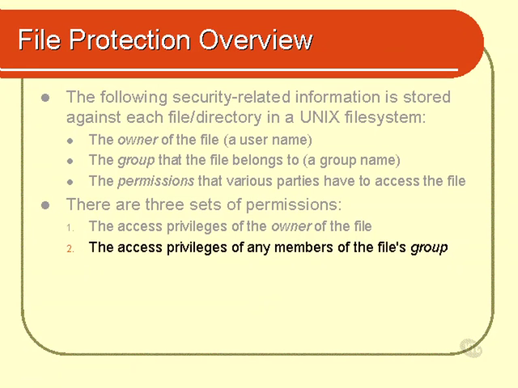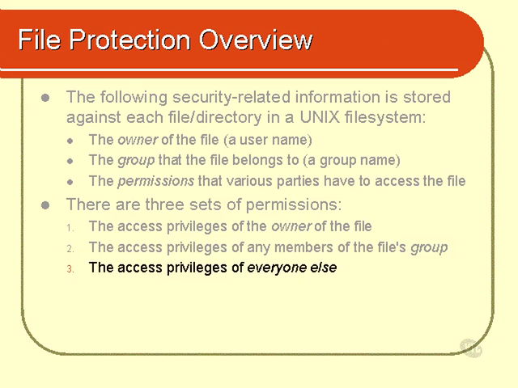Secondly, there are the access privileges of the members of the file's group. In other words, if the file is considered to be owned by the sales group, then what are the access privileges of all the users that are members of the sales group? Finally, what are the access privileges of everybody else? So three sets of permissions may be specified here. What can the owner do to the file, what can the members of the group do to the file, and what can everybody else do to the file?